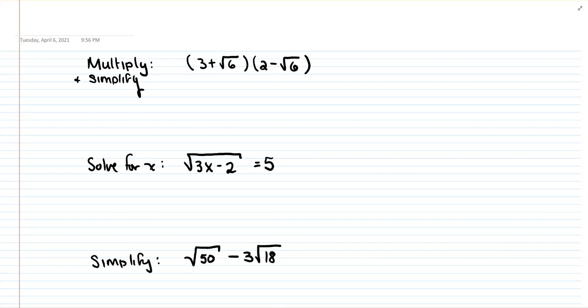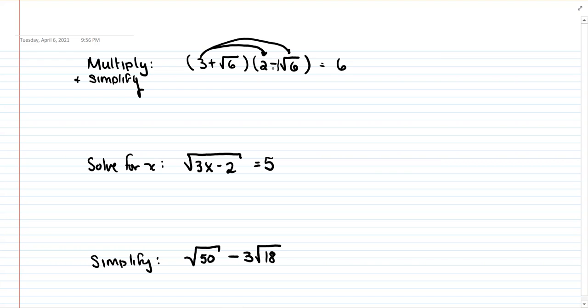The following problems deal with radicals of some sort. In this first one, they want you to multiply and then simplify. So you're going to be using the FOIL method here. First, I'm going to take 3 times the 2 outside, 3 times negative 1 radical 6.